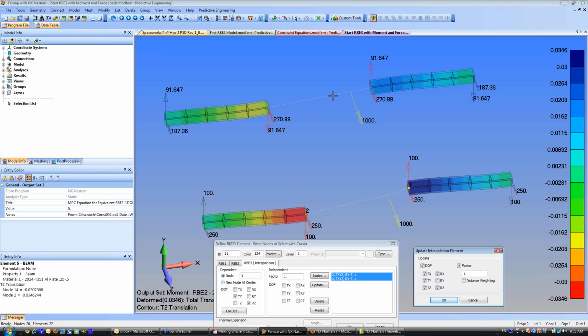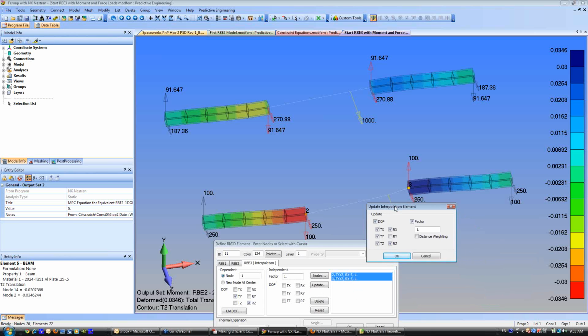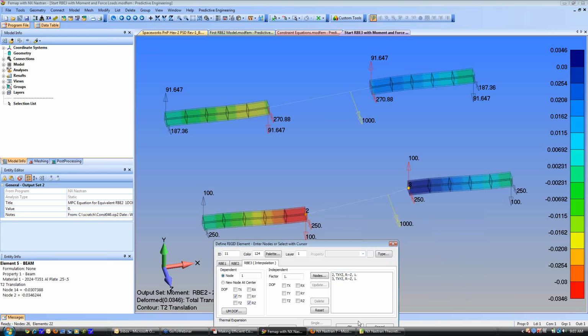An RBE2, the independent node, contains 6 degrees of freedom. It's already rigid. And of course, if you lock it down to these ends, it's done. An RBE3, that's not the case. You have to have sufficient degrees of freedom to lock it down. So in this case, watch what happens. I'm going to run this model. I'm going to uncheck the RY for that model, like that.